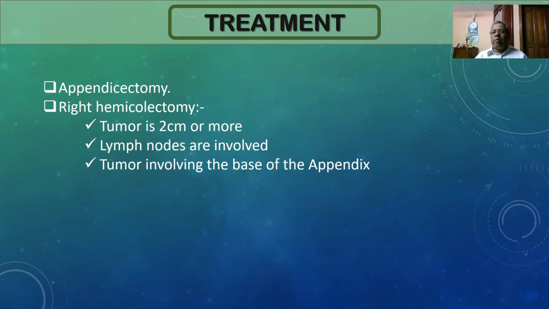The right hemicolectomy includes the appendix also. For that reason, in the right hemicolectomy it is not written there, appendicectomy. The appendix is also removed along with the specimen of the cecum. For that reason, the name of the operation is not appendicectomy. Whenever you go for the right hemicolectomy, your answer is right hemicolectomy. But whenever you only remove the appendix, the treatment option is appendicectomy.